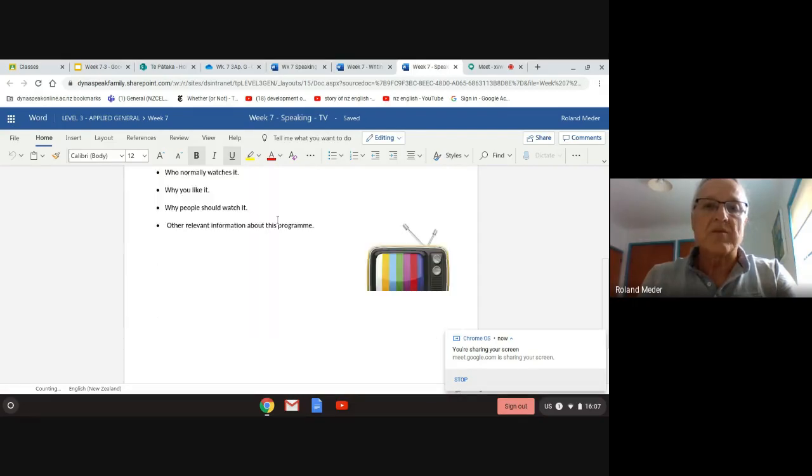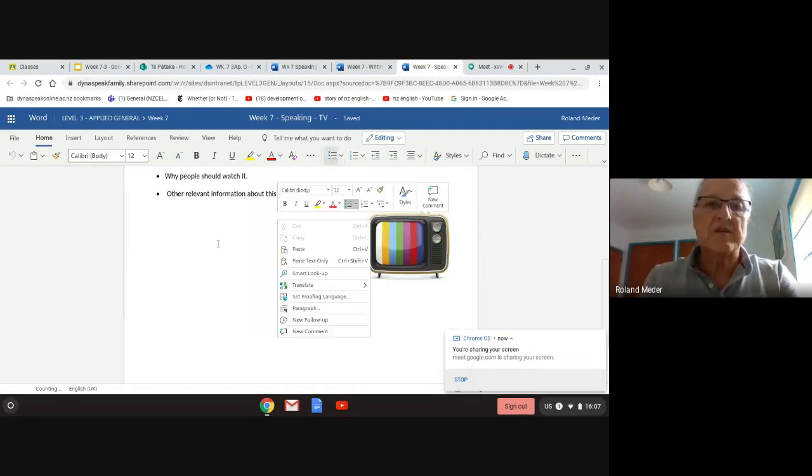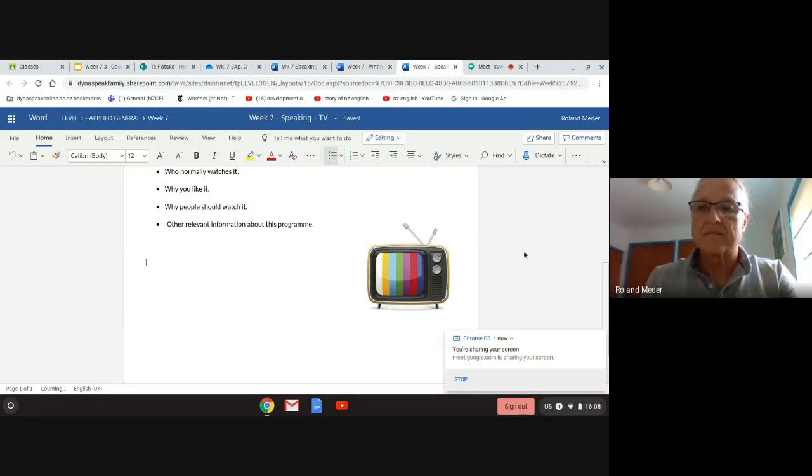Let me scroll down so we can see the page properly. Where am I? Come on, move. Doesn't want to move. Where am I? Yeah.